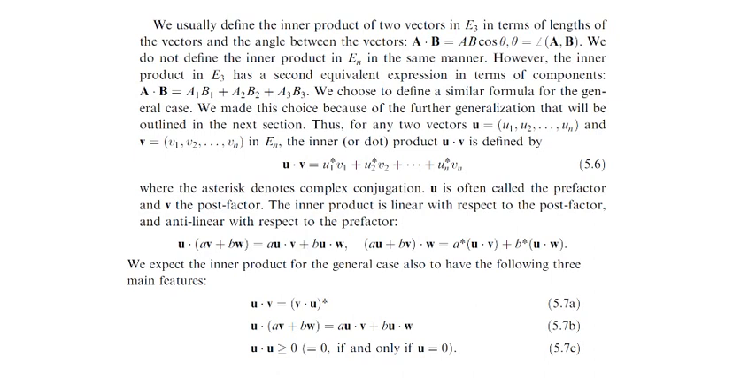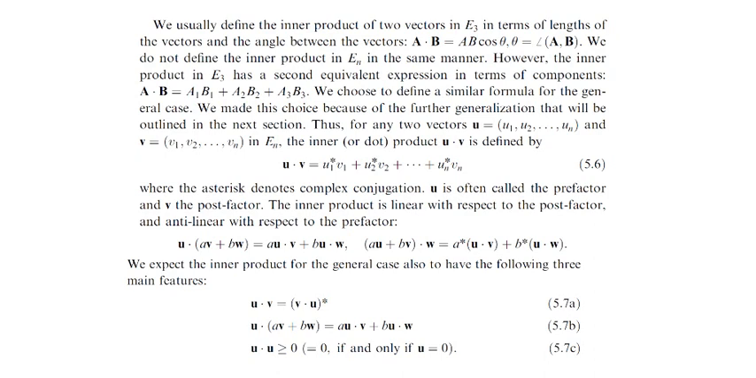What do we mean by linear with respect to post factor and antilinear with respect to prefactor? Suppose you are taking the dot product or inner product of two vectors. One is u and the other is a linear combination of v and w in this fashion.